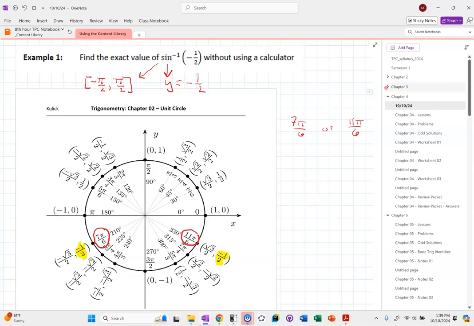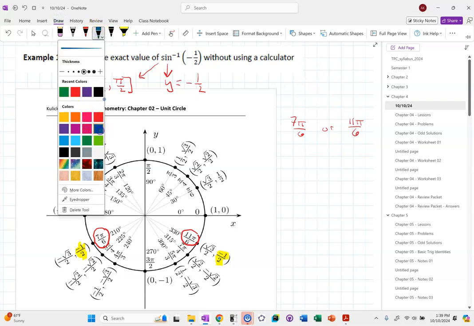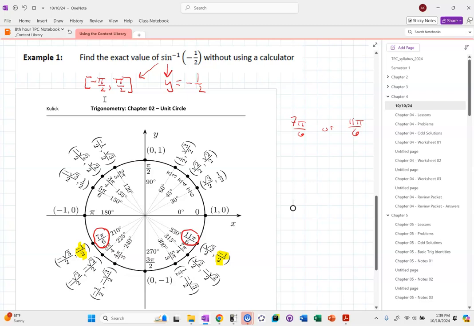No. Is it too big or too small? Too big. How about 11 over 6? Is that in between -1/2 and +1/2? No. Is it too big or too small? That's also too big, right? Does everybody feel okay so far? So neither of these two answers, 7 pi over 6 and 11 pi over 6, are correct because they're not inside of the range for sine inverse. They're both too big. So what we're going to do is find an angle that's coterminal to them and see if that angle lies inside of -pi/2 to +pi/2.